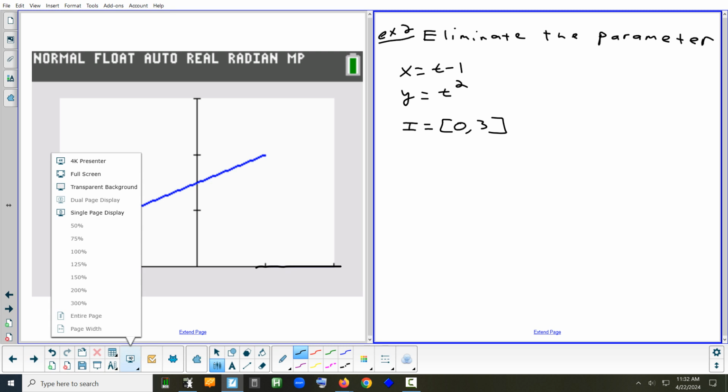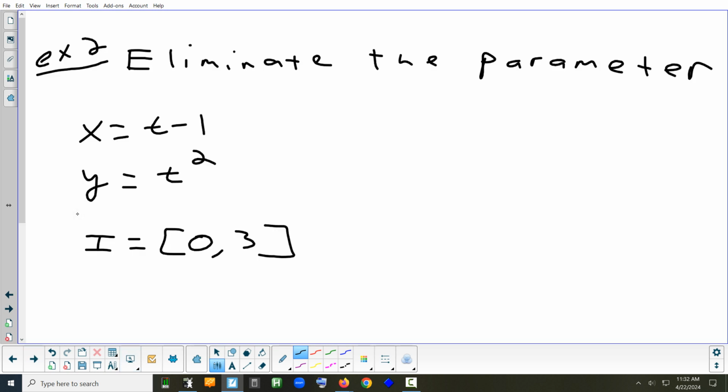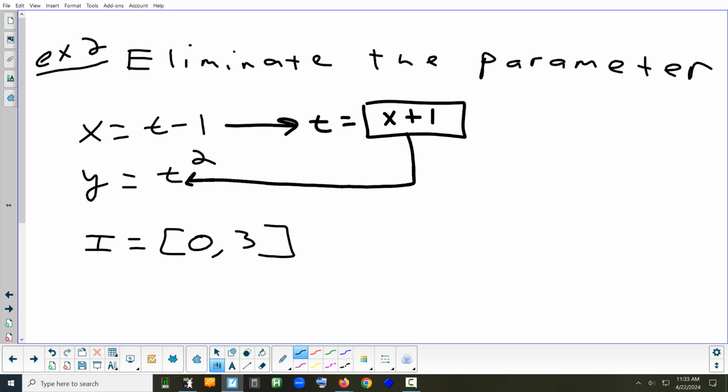All right, let's try this one. Okay, it says eliminate the parameter. So which equation are we supposed to solve for t? Yep, the x one. Can somebody tell me what you would get if you take the x equation and get the t by itself? X plus 1. Now, what do you do with that x plus 1? Square it. Well, how do you know to square it? Substitute it for t. Right. Substitute it for t right there.